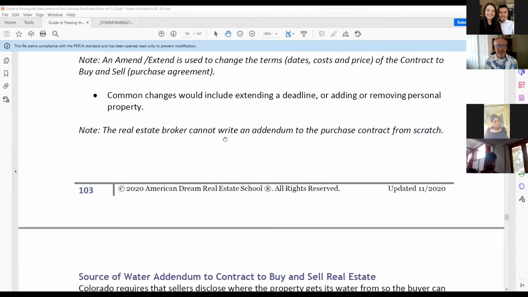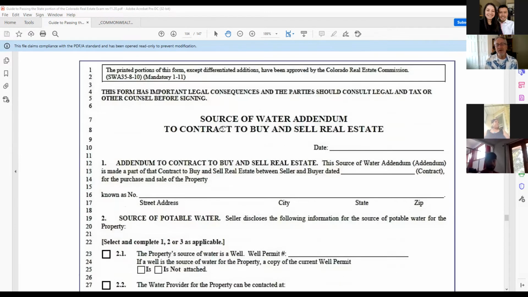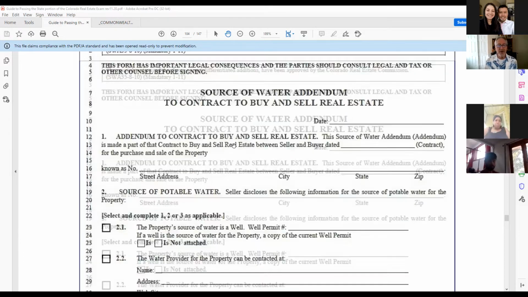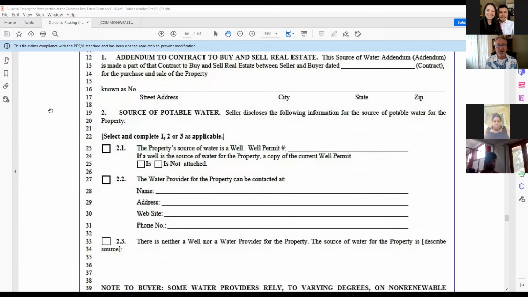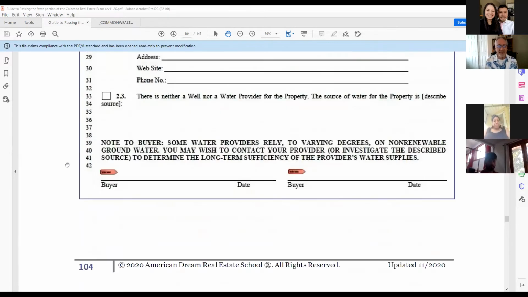All right, we went over all that. Here's your source of water. If you do not fill out section H, you remember that because of H2O on the seller's property disclosure form, then you need to fill this out. And it's exactly what you saw in that seller's property disclosure form, only now it's in the form. Where's the water coming from? It's got to be completely filled out by both sides.